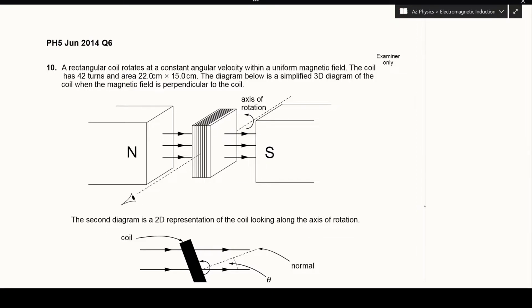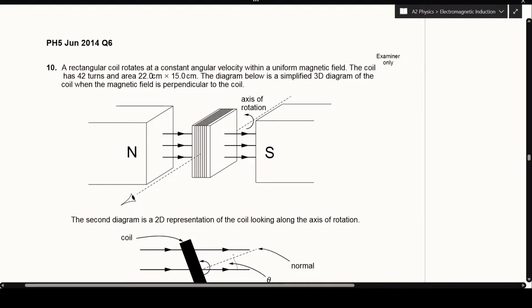It's an electromagnetic induction question about a rectangular coil rotating in a uniform magnetic field at a uniform, or constant, angular velocity. We're given the number of turns of the coil as 42. We're given the cross-sectional area as being 22 centimeters by 15 centimeters.